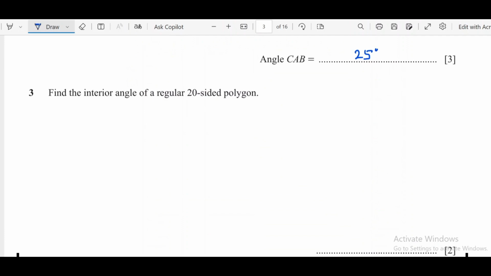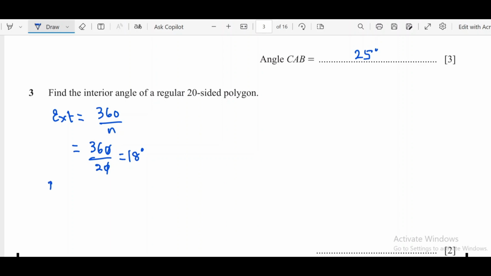We are told to find the interior angle of a regular 20-sided polygon. Now, we understand that if you are looking for one exterior angle of a polygon, it is 360 divided by the number of sides. Okay, this is going to give us 360 and we have 20 sides. Okay, that's 36 over 2 and we have 18. So one exterior angle measures 18 degrees.